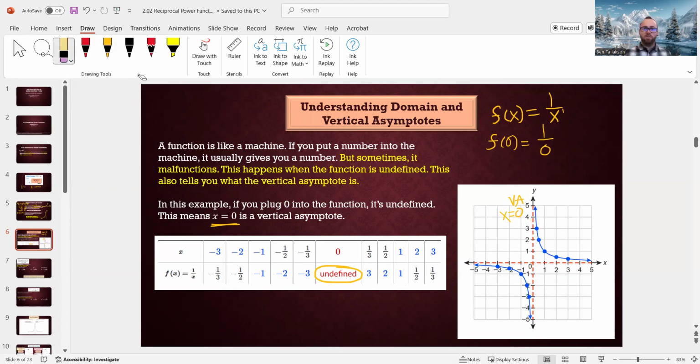So now you know when a function's undefined and how to find vertical asymptotes. Another way you can solve them is by taking your denominator, in this case x, and setting it equal to 0 and solving for x. Well, that was easy. It's just x equals 0. It's not always going to be that easy, but this time it was.